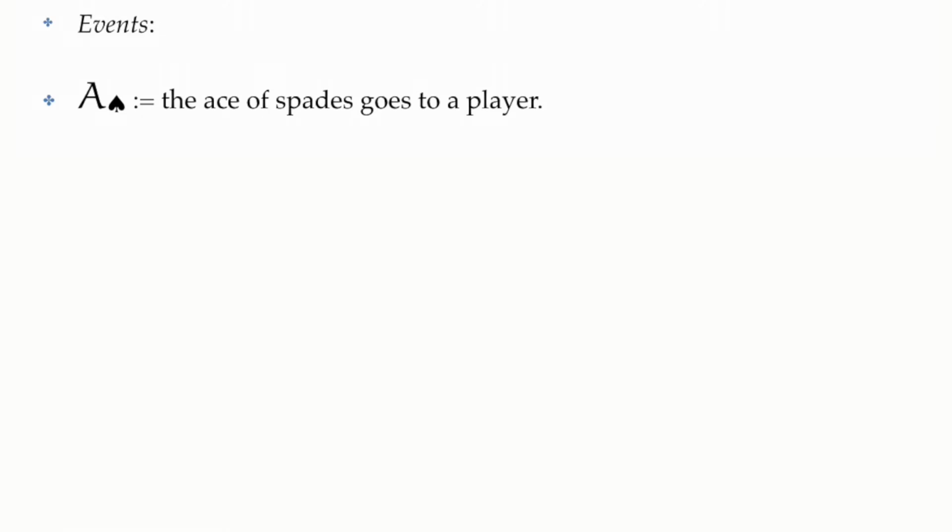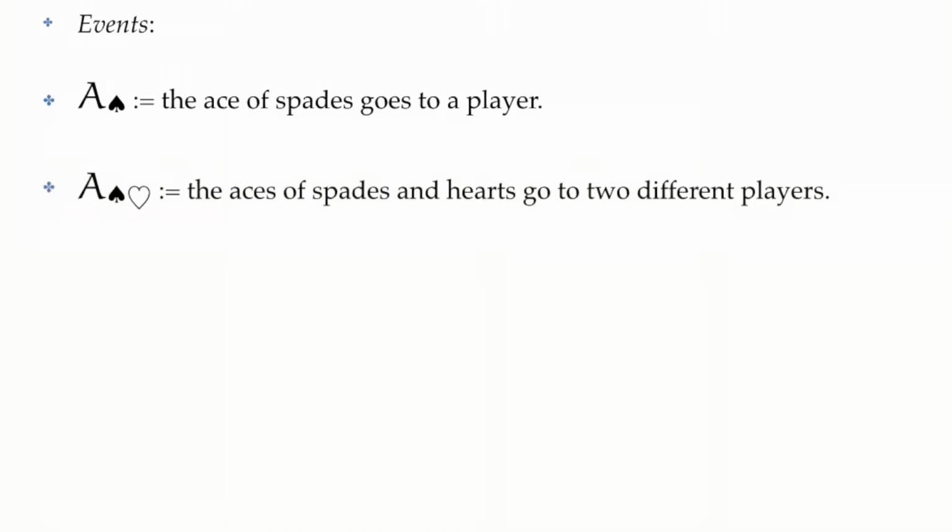That's right. Let's define a slightly more subtle event. A of spades and hearts, to mean that the aces of spades and hearts go to 2 distinct players. No one player gets both.